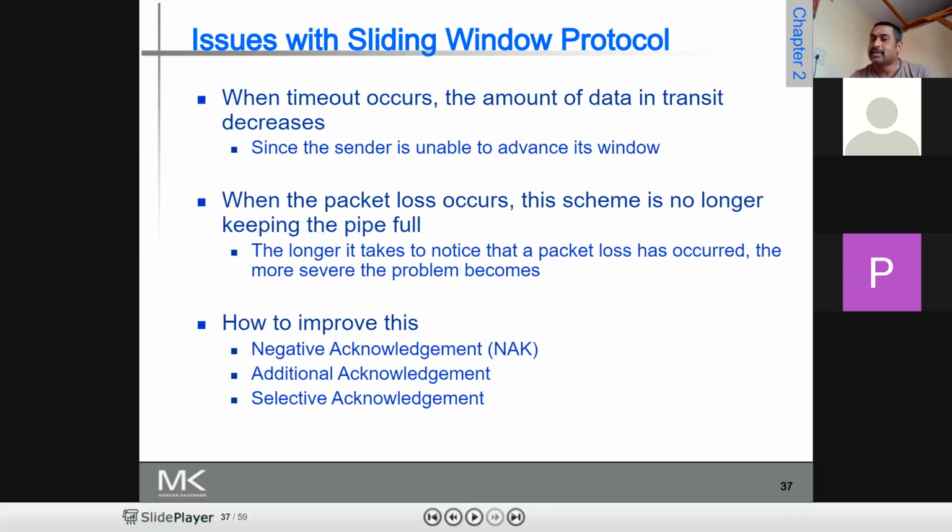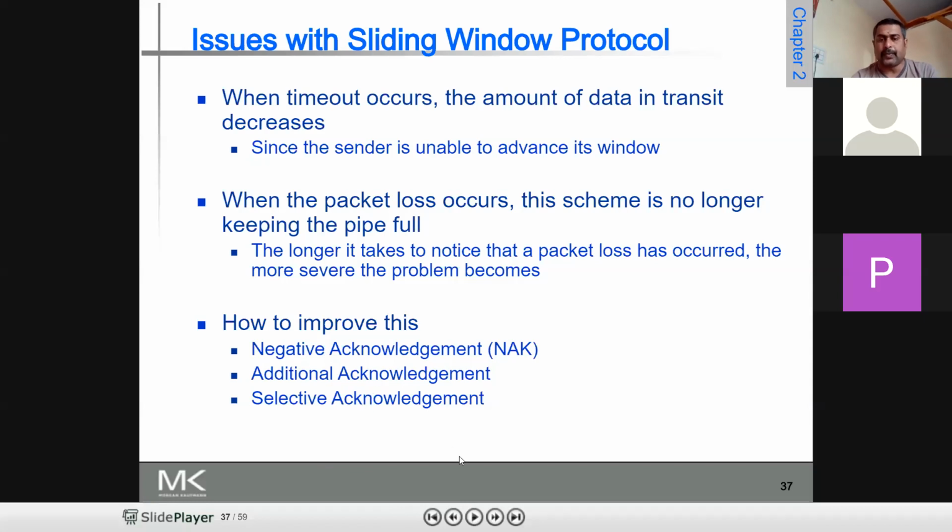How to improve this? There are different methods. The first method is negative acknowledgement, NAK. Then the piggyback method, which we can call additional acknowledgement. And the selective sliding window protocol, that is selective acknowledgement. These three methods are used to further improve the performance of the sliding window protocol.